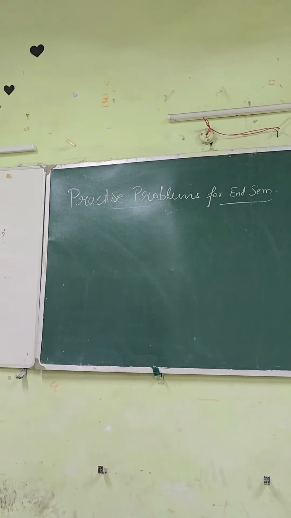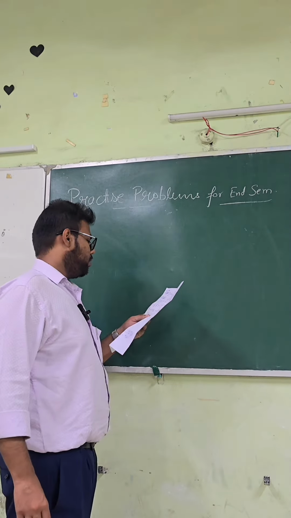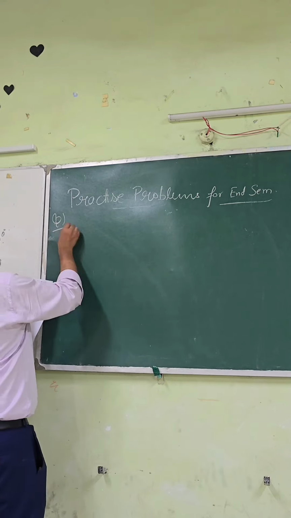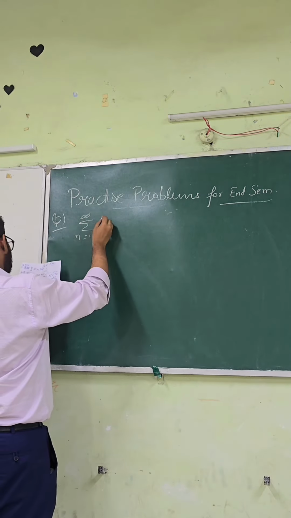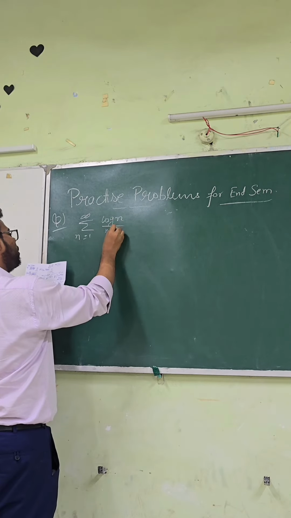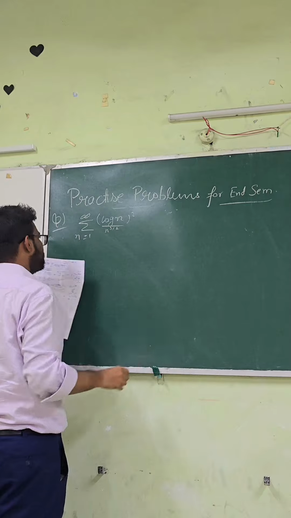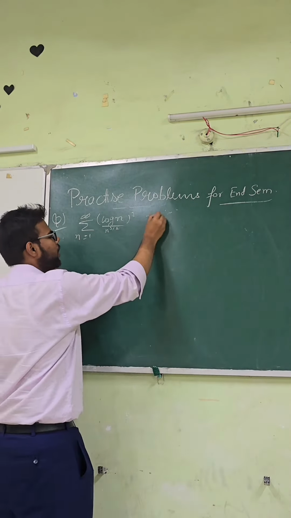Let's see another question. The question states this one, second one, question number 2. Summation n going from 1 to infinity of log of n by n to the power 3 by 2, and this is whole square. So how do we evaluate such problems? Okay, so in this we will use the integral test.